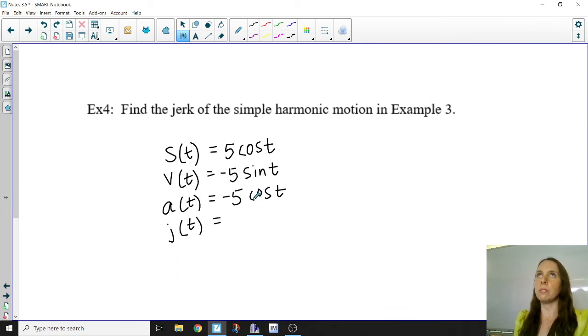Well, again, the derivative of sine is cosine. The derivative of cosine is negative sine. So if we have another negative in here, that's back to +5 sine t.